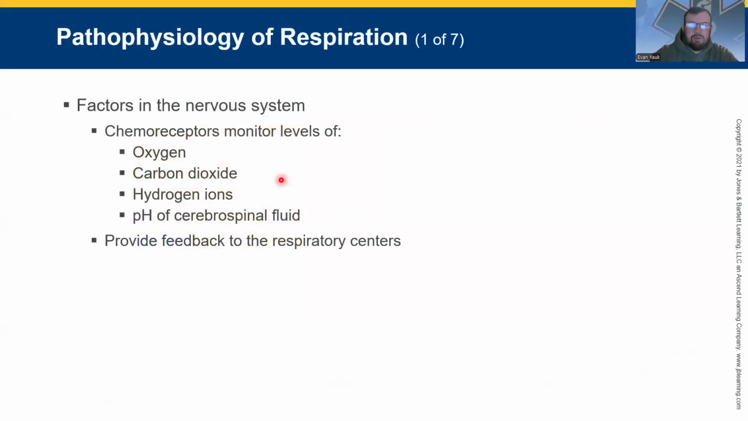Okay, sorry. Moving on. So remember those chemoreceptors monitor the levels of oxygen, carbon dioxide, hydrogen ions, and pH in the cerebral fluid, and it tells us what we need or we don't need.